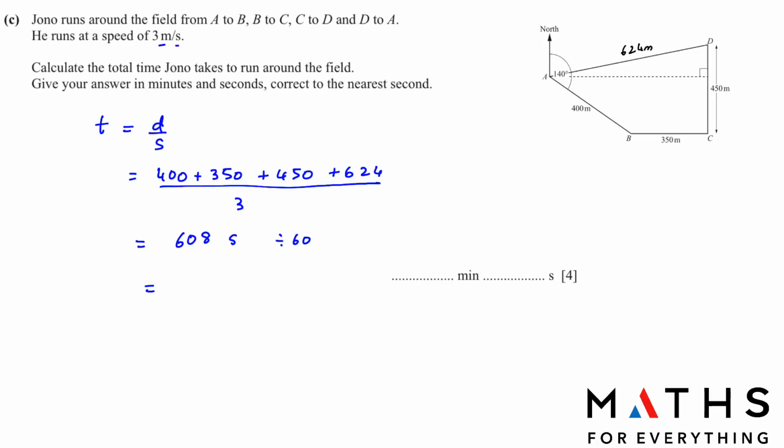And write it in a mixed number. First, when you divide it, you will get 152 over 15. Don't write it as a decimal. And then change it to a mixed number, which is 10 2 over 15.